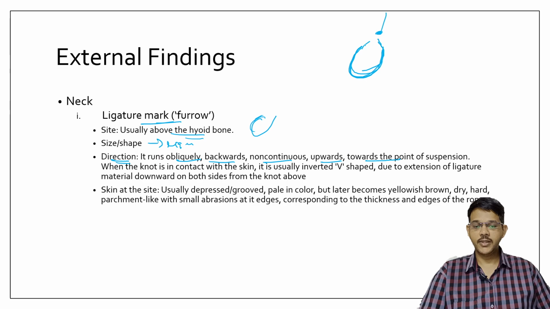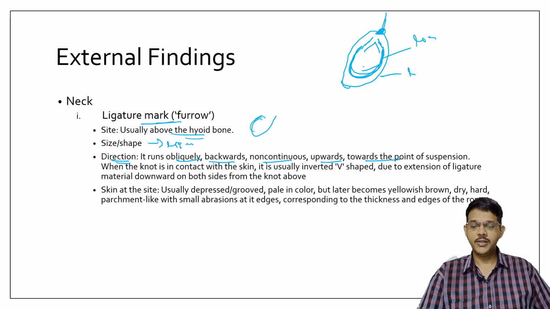If you examine at the nape, it will be seen like an inverted V shape, due to extension of the ligature material downwards on both sides. So at the point of the knot the ligature mark is absent. Here this is the knot, this is the ligature mark, this is the ligature. The point where the ligature knot is present, the mark will not be present, and it will be like an inverted V mark. It is always oblique and directed upwards.